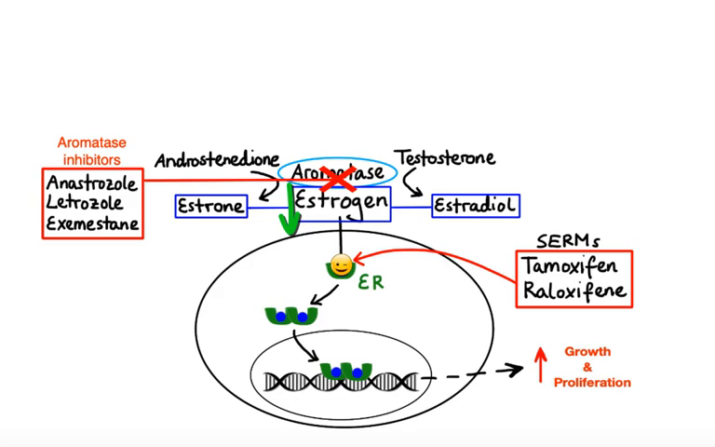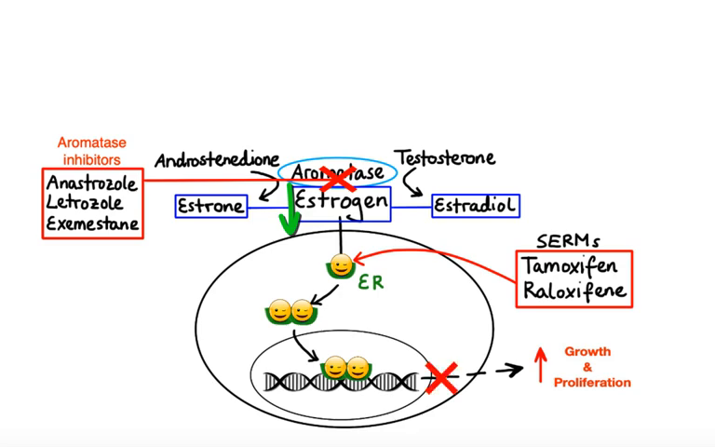The complex then dimerizes and is transported from the cytosol into the cell's nucleus, where it binds to DNA to form a new complex that is unable to function in the same way as the one formed with estrogen. The overall result is the inhibition of growth-promoting effects of estrogen.